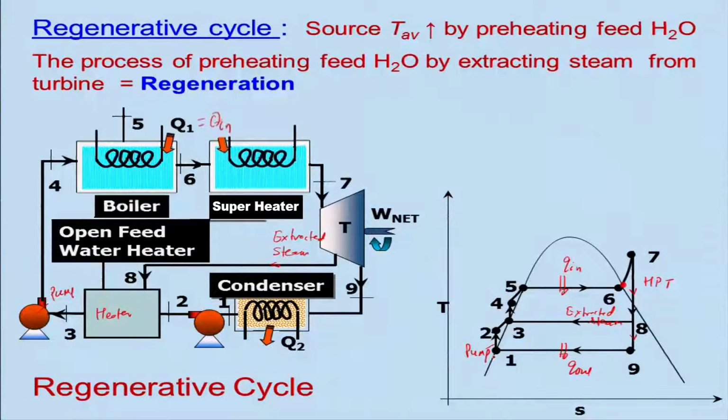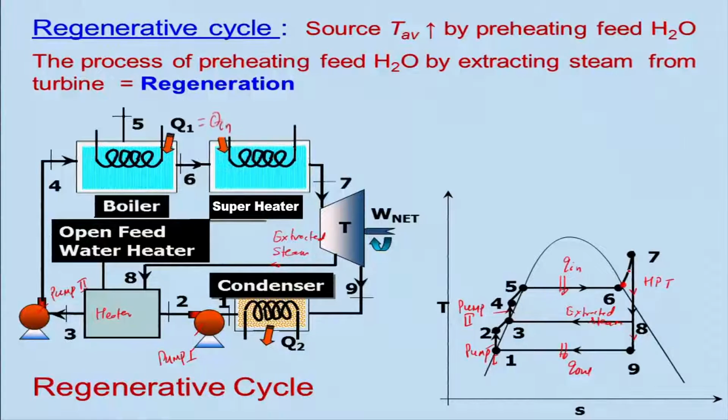You can say this is pump 1, and this is your pump 2. And this is again mixed with the feed water heaters, and then again it will be pumped, that is from 3 to 4, this is your pump 2, and after that it will go back. So, this is the cycle that we call a regenerative cycle.